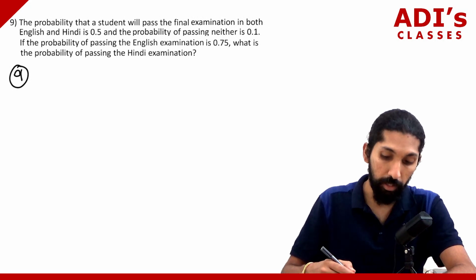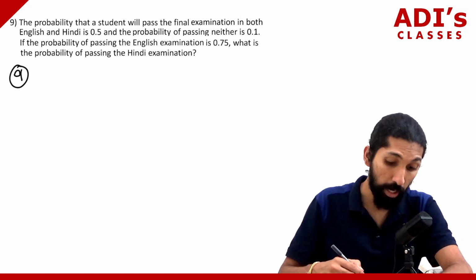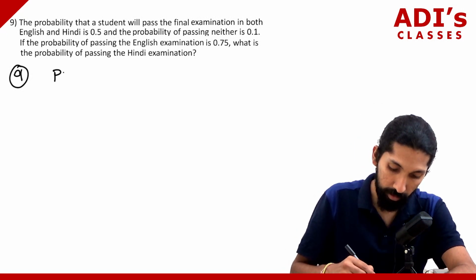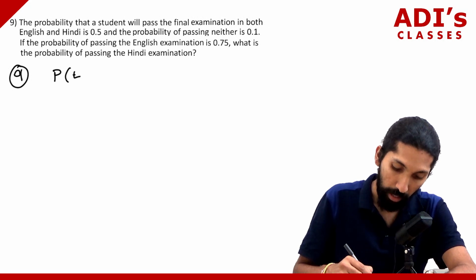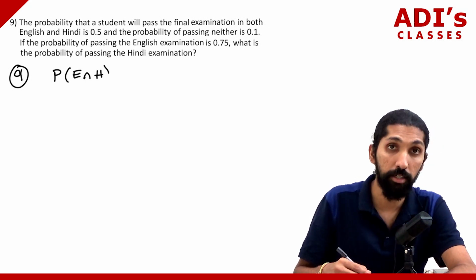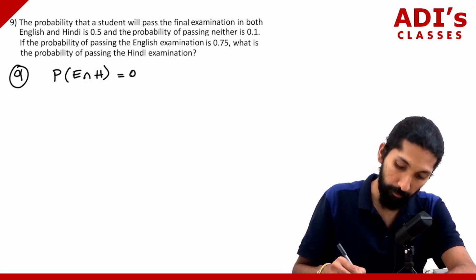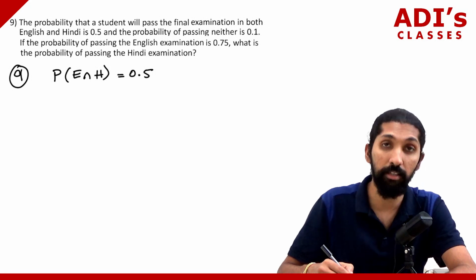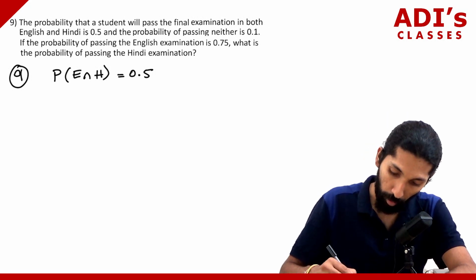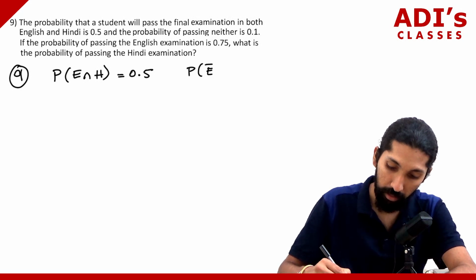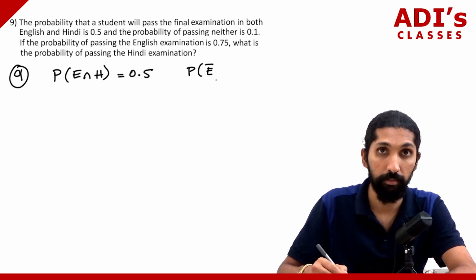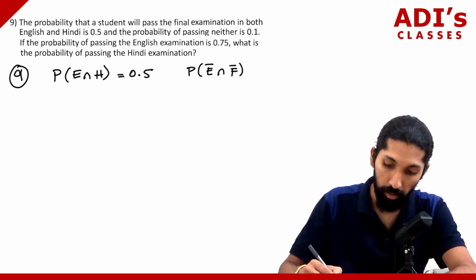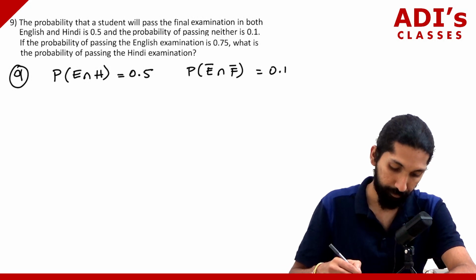Probability that a student will pass the final examination in both English and Hindi is 0.5. Correct? So, probability of passing in both English and Hindi, so it's intersection. This is 0.5, 50%. And probability of passing in neither is 0.1. So, probability of neither in English nor in Hindi, isn't it? So, this intersection is going to be 0.1.